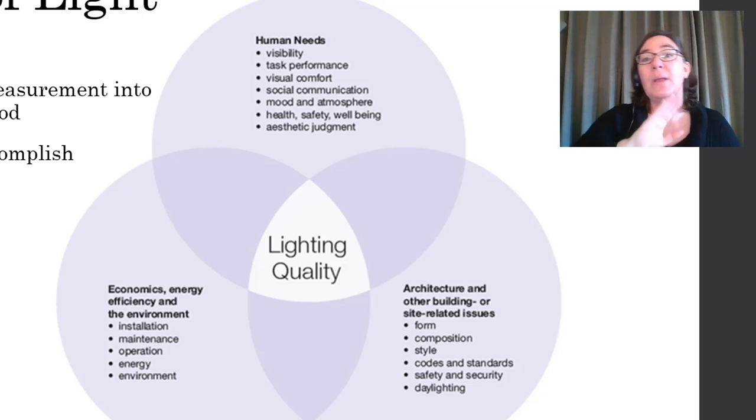But that's not all. We also need to talk about the architecture and other building or site related issues such as form, composition, style. We need to be concerned with codes and standards, safety and security, and daylighting. And the third piece to this, there's a lot of factors in a quality lighting design, is all about economics, energy efficiency, and the environment. And this is very, very important for lighting design. So we need to be concerned with installation and maintenance, operation of the lamps, and of course, energy and the environment.